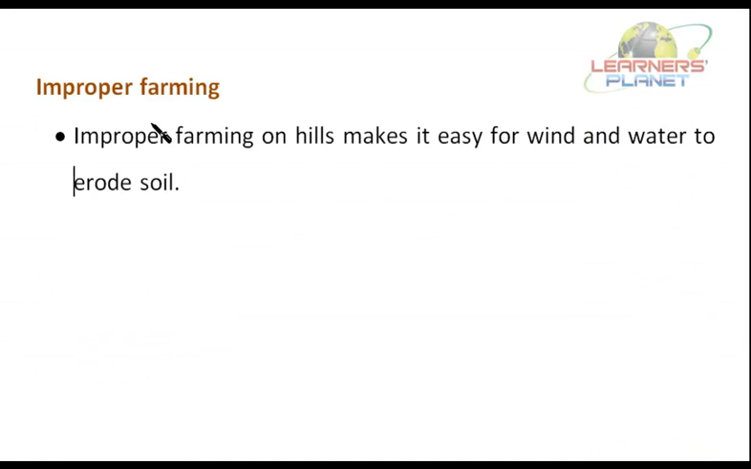The other major cause is improper farming. Improper farming on hills makes it easy for wind and water to erode soil. So this should also be kept in mind, that there should be proper farming on hills as well as on flat plains too, where we can grow plants and many other agricultural crops.